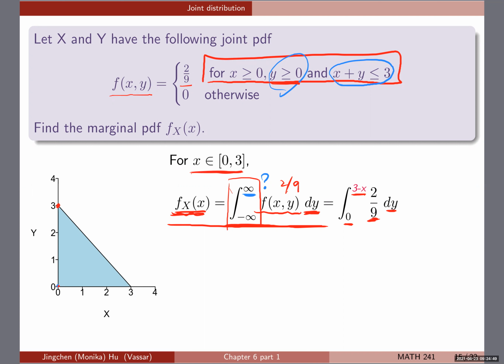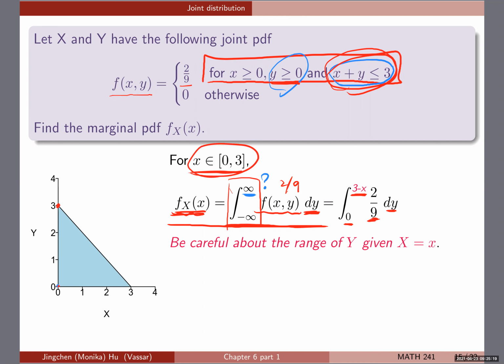So conditioning on that fact, given that x equals small x here, y cannot go above 3 minus x, because of this constraint. Keep that in mind. This is very important and probably new to some of you, but regardless, we are going to practice and make sure we're getting this right. Be careful about the range of y given x equals x. We're looking at x in this range, so we need to be careful about the bounds.